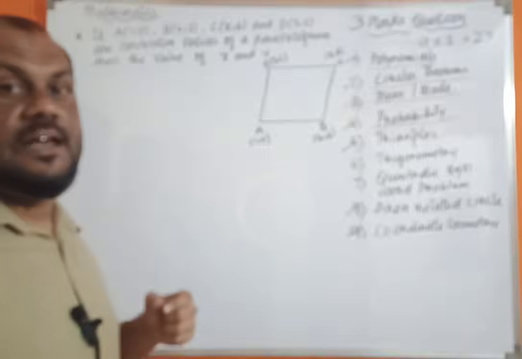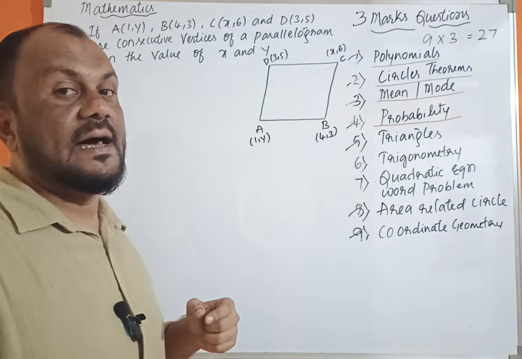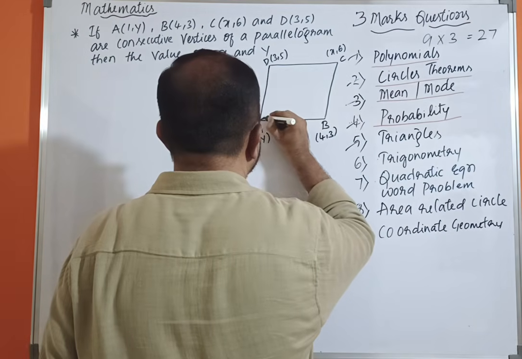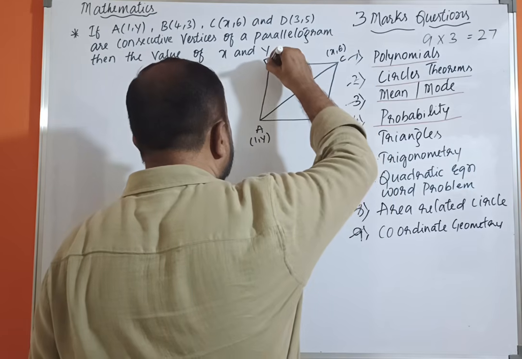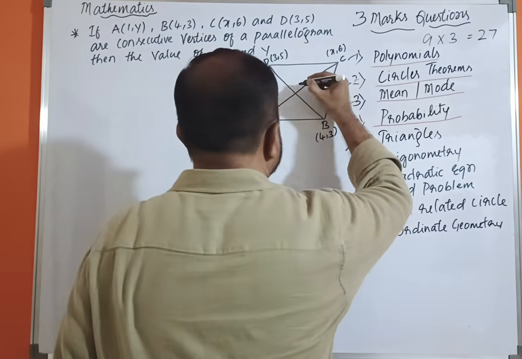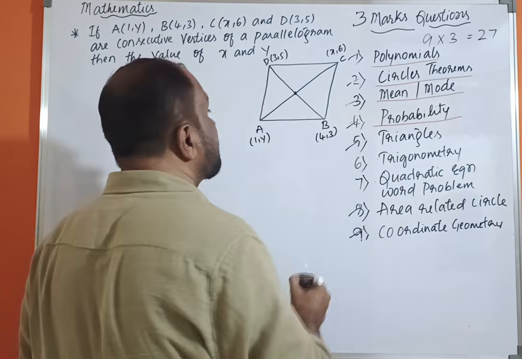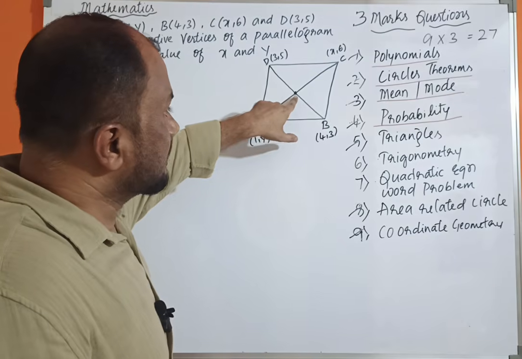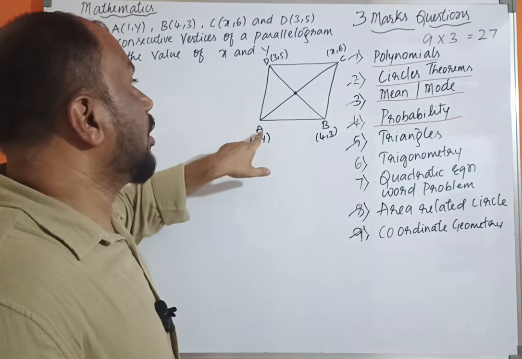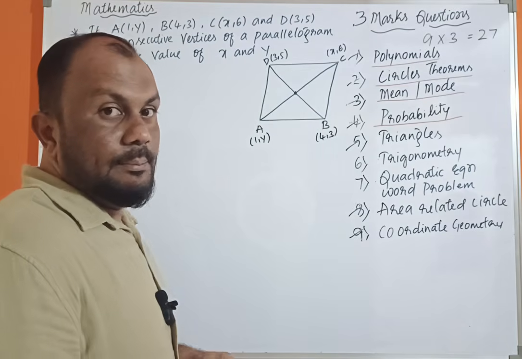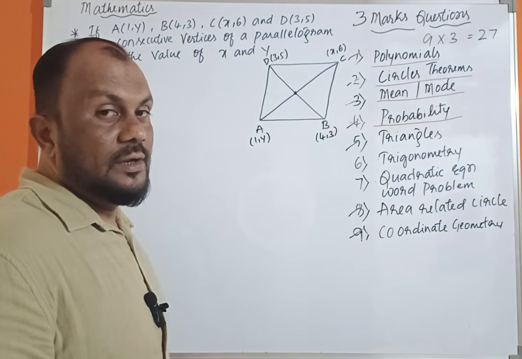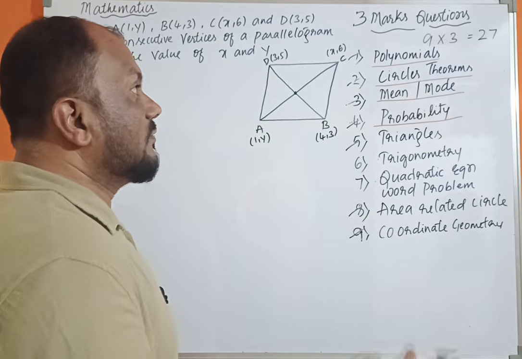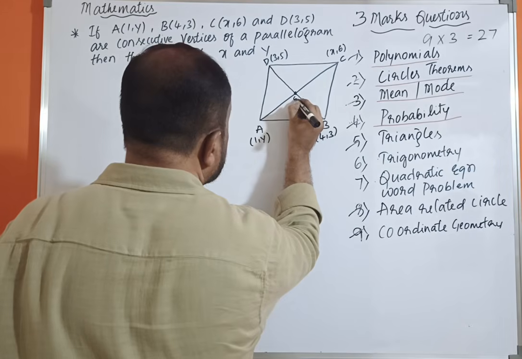One of the properties of a parallelogram is that the diagonals of a parallelogram bisect each other. Bisect means to divide into equal halves. So I am taking AC and BD. These both are intersecting at this point, and they are bisecting each other. Bisecting each other means this point is the midpoint of AC and also the midpoint of BD. So by using the midpoint formula, we can find the value of x and y.